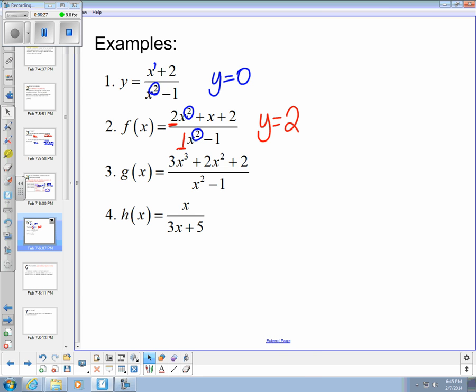Okay, for the third one, the degree of the top is 3. The degree on the bottom is 2. If it's top heavy, there is no horizontal asymptote. This graph is not flattening out on the ends.